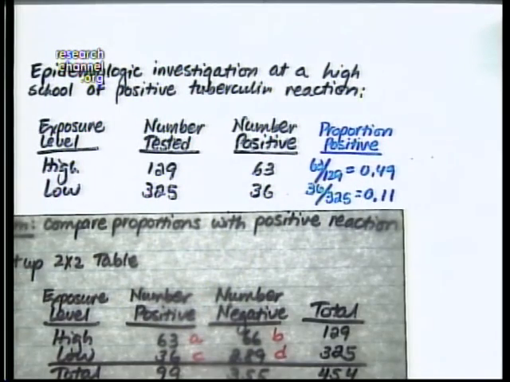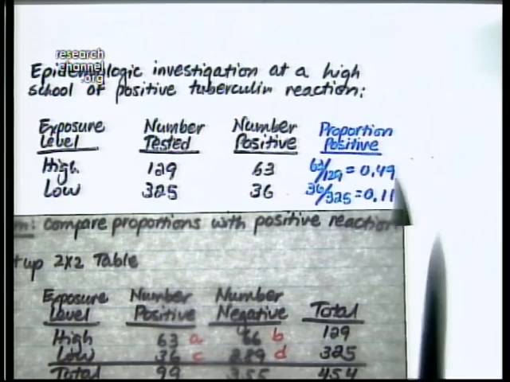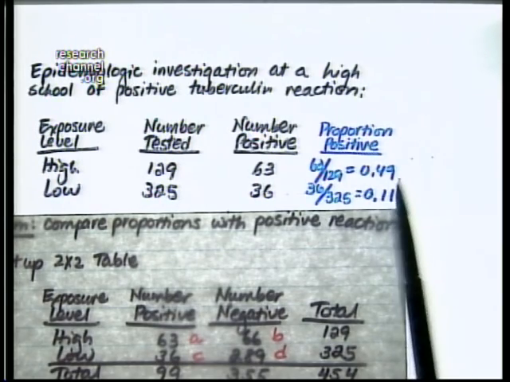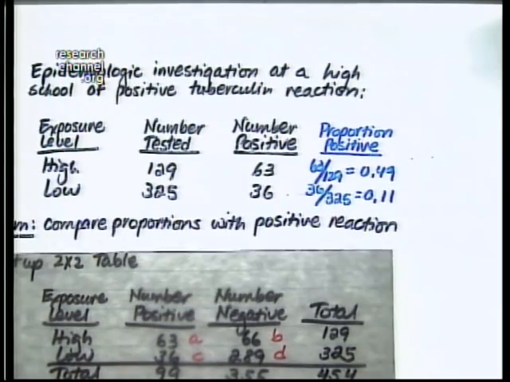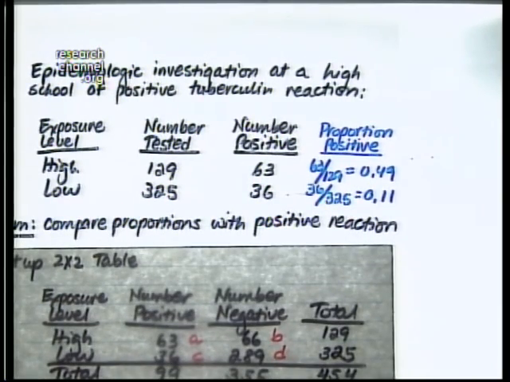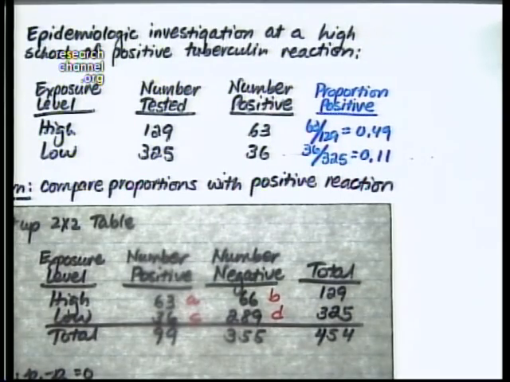So on the surface, what would you say? Yes, because there's a higher proportion testing positive, almost 50% in those with high exposure versus 11% in those with low. So our aim is to compare the proportions with a positive reaction. And how might you take this information and set it up in a way in which one could calculate a chi-square statistic?